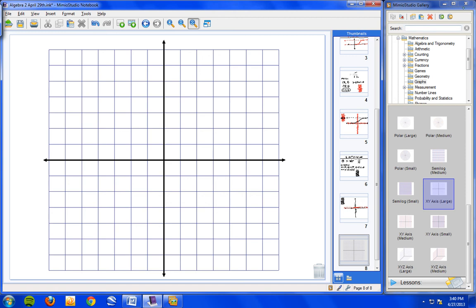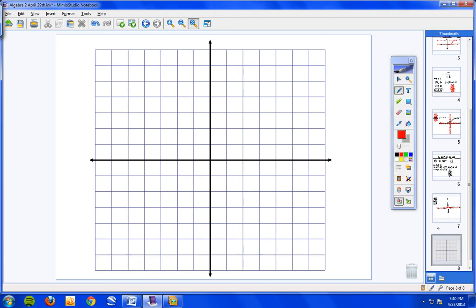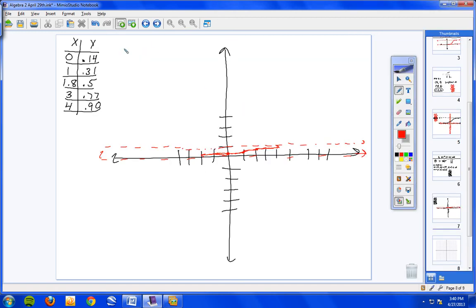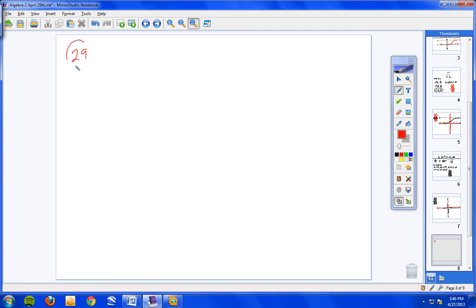Okay, good. And we'll use that from now on. Okay. Now let's go on to number 29. If you look in your book, number 29 looks like this right here. Y equals 5 over 1 plus e to the negative 10x. Are you ready?